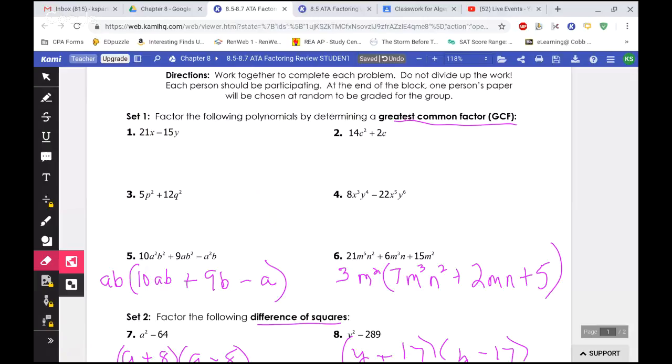All right, number 4. Once again, I check the biggest number, the coefficient, that will go into both. Well, 8 will go into both numbers, but 8 won't go into 22. So then I go down to 4. 4 doesn't go into 22, but 2 goes into both of them. So I know 2 is the number, but do they have any variables in common?